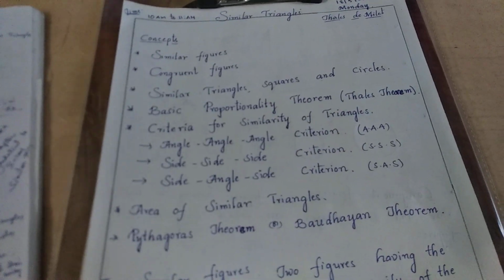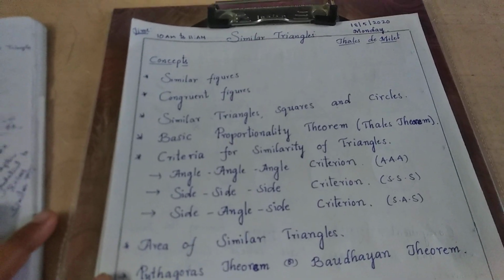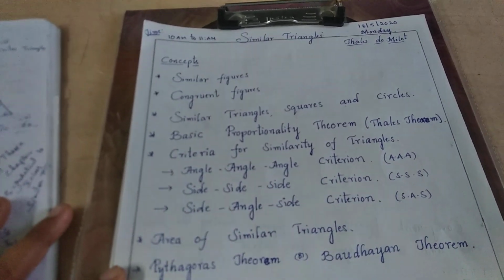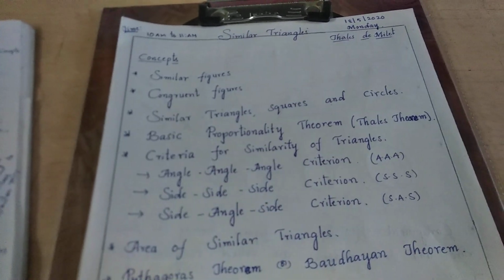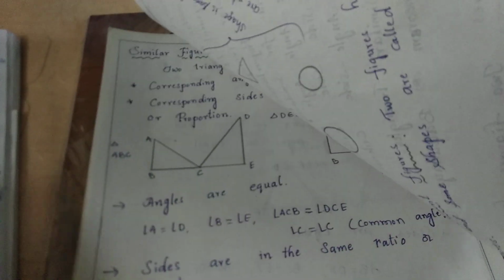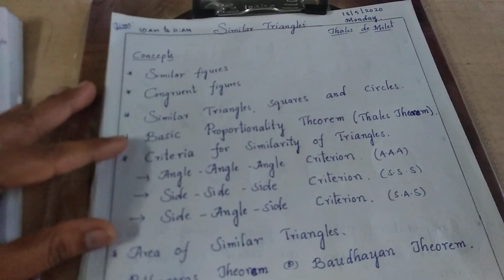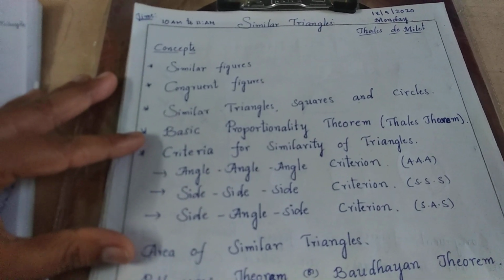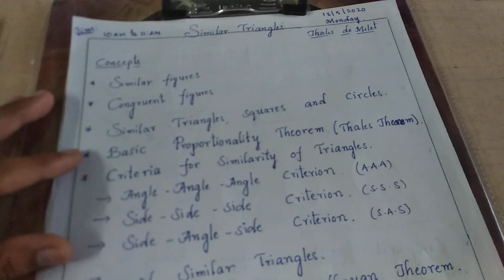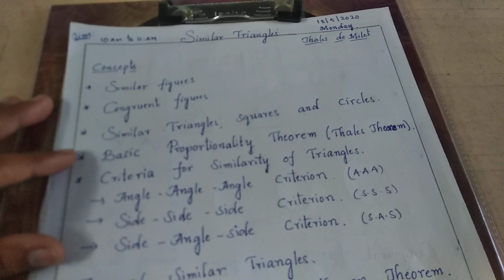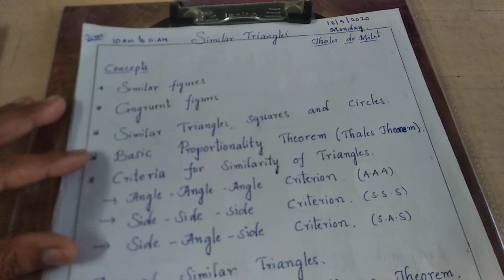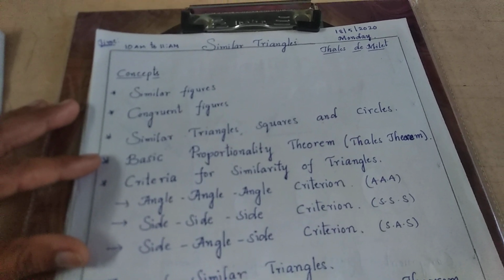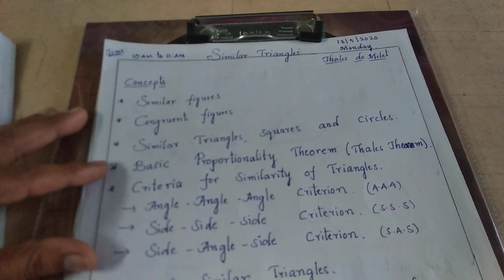Today we discuss the new topic, similar triangles. Whenever we learn a new chapter, first of all we learn the chapter's meaning. Similar means same. Triangle means three angles. A similar triangle means the same three angles.